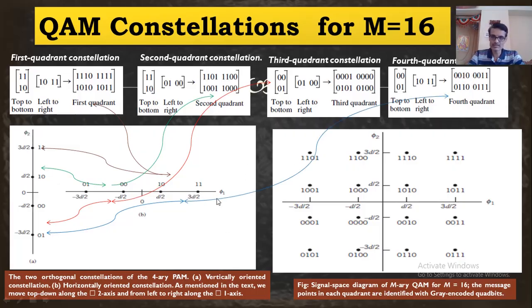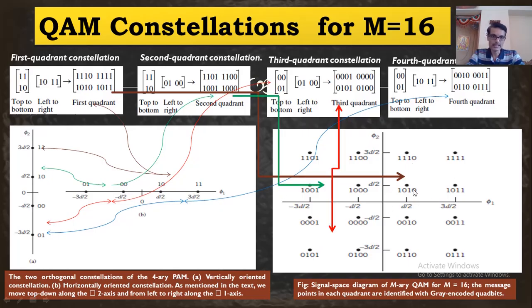Okay, now how to write this? This is the first one, right? This is the first quadrant. This is what I have written here. The second quadrant, the third quadrant, and the fourth quadrant. Okay, very easily we can write this without doing this multiplication at all.